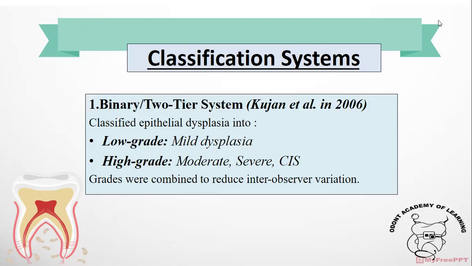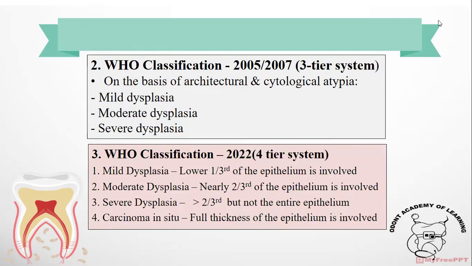Otherwise, the Kuzan et al. classification just classified into two categories, low grade and high grade. Low grade means mild dysplasia, high grade means moderate, severe, and carcinoma in situ. And why did the high grade have all these three types? So as to reduce the inter-observer variations.